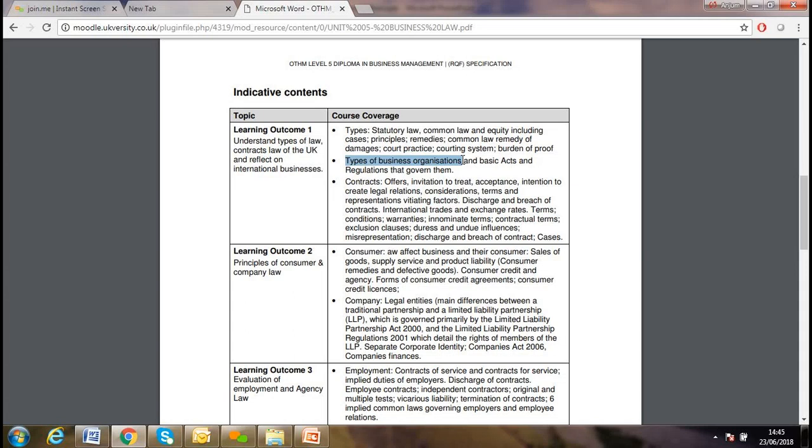Discharge and breach of contract: if you're not fulfilling or not delivering the thing, that comes under breach of contract. That's a civil matter, and civil matters go to civil courts, and damages need to be paid.